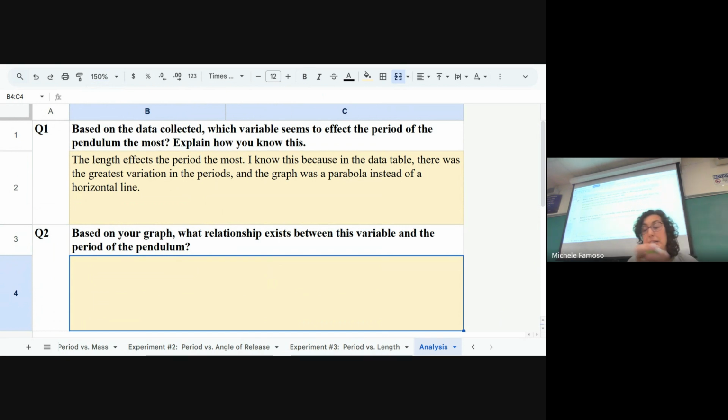Do you have to write down exactly what I said word for word? No, you can paraphrase it, put it in your own words.